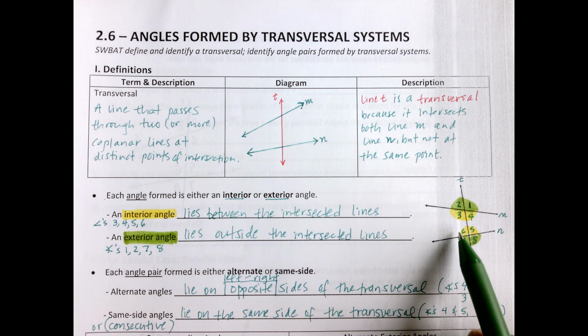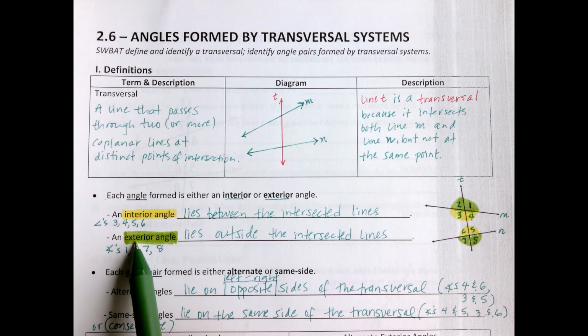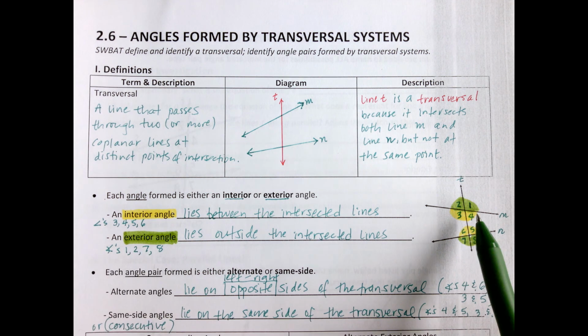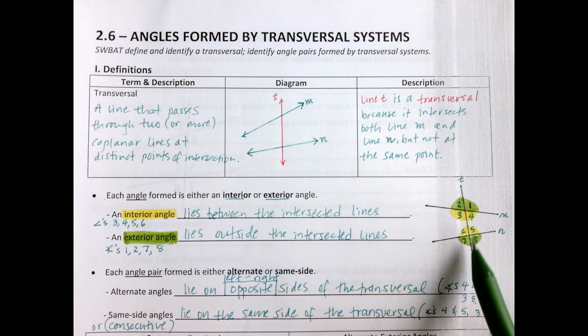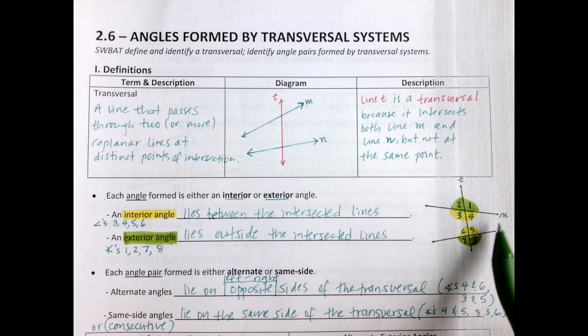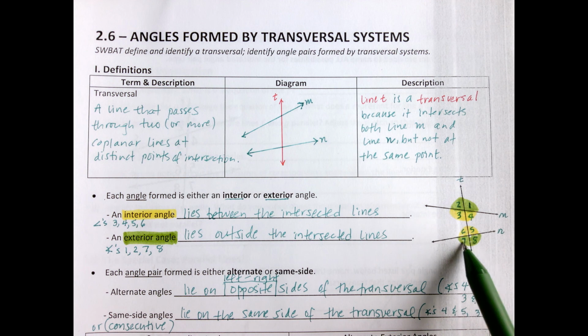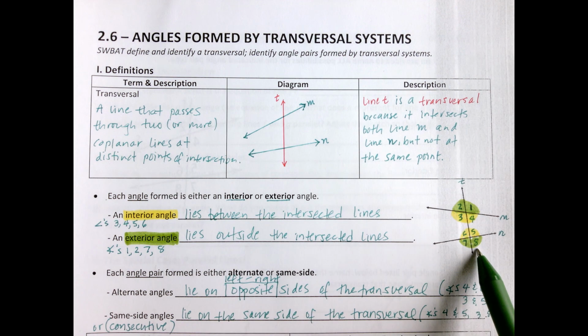All of the yellows are interior angles. And of course, exterior is the opposite of interior, and that means outside. So if you look at the 4 exterior angles, 1, 2, 7, and 8, those are outside of these two intersected lines. So this is the inside, this space here, and the outside would be here, anywhere outside of the intersected lines. So we have exteriors and then interiors. Again, the exteriors are angles 1, 2, 7, and 8.